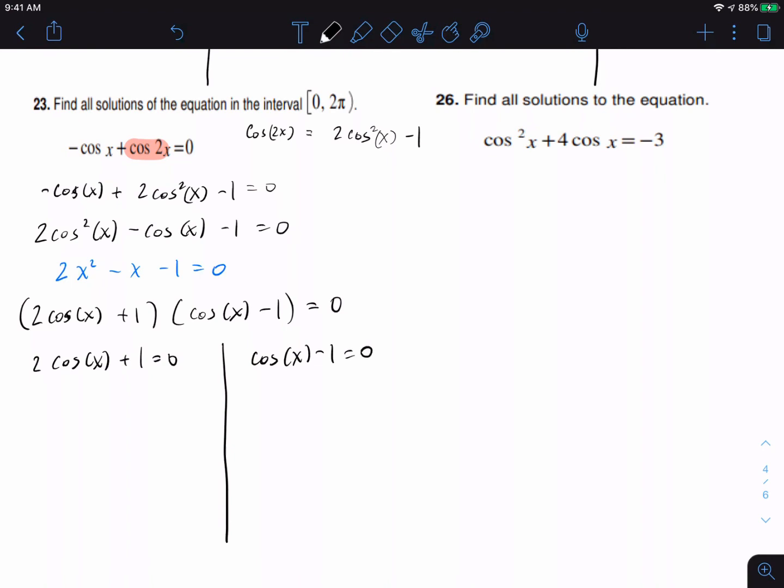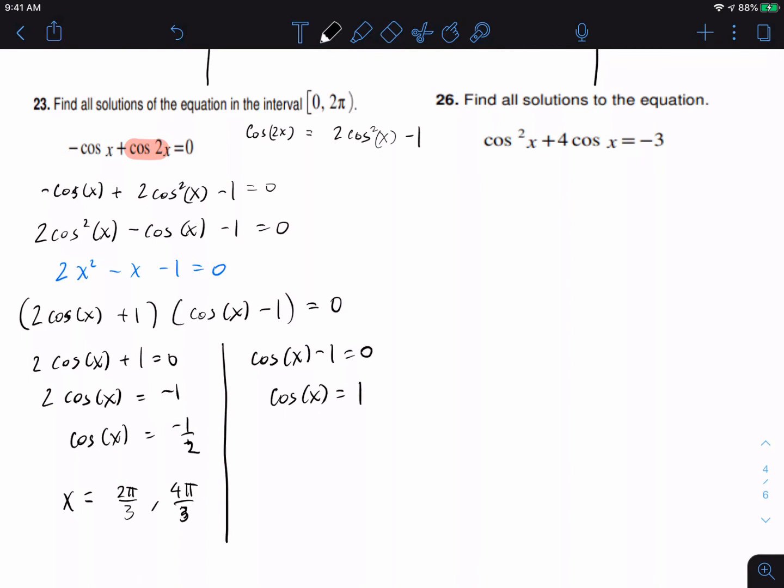So solving the one on the left, I'm going to get 2 cosine of x is equal to negative 1. Cosine of x is equal to negative 1/2. Where does that occur? So that has to happen in the second and third quadrant. So my angle is going to be 2 pi over 3 and 4 pi over 3.